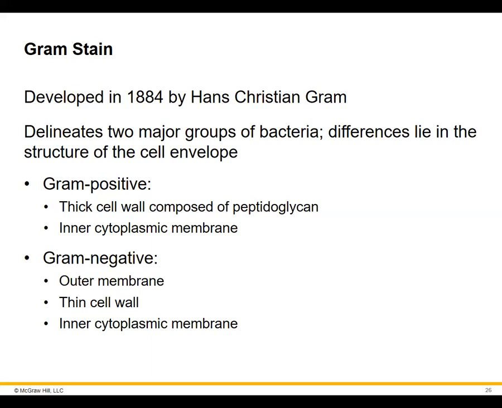But yes, they obviously have an inner cytoplasmic membrane because they all have to have that. The gram negatives though, they have that thin cell wall. That's the important difference here. Thick cell wall for the gram positives, thin cell wall for the gram negatives. Because they have that thin cell wall, they have an outer membrane to help with protection and maintaining the shape of the cells. It just needs that extra help because the cell wall isn't there to stabilize the shape of the organism.